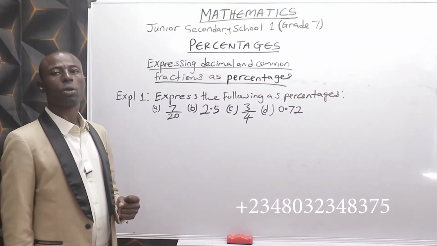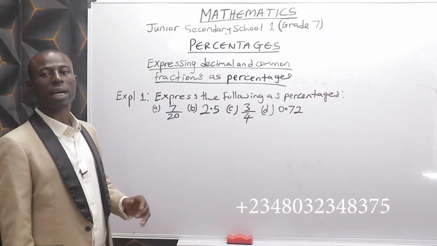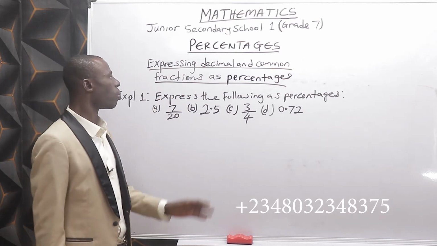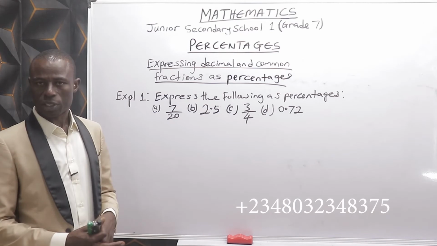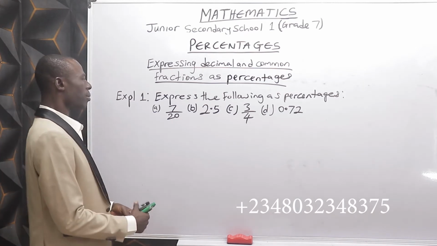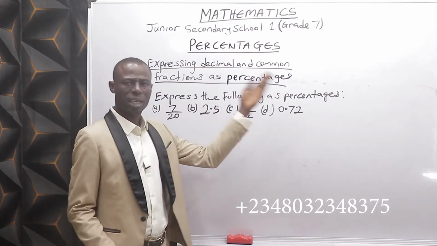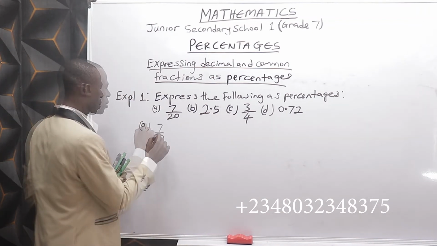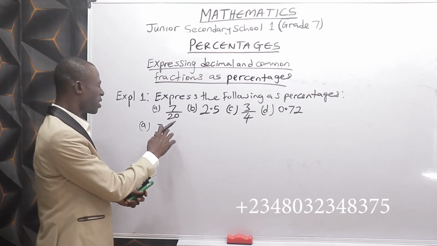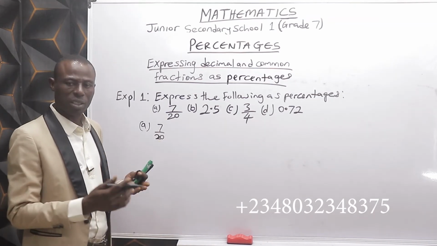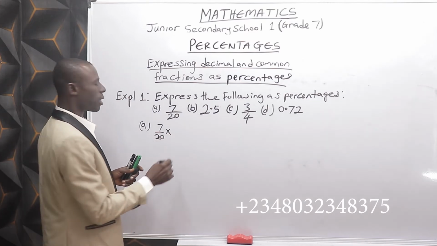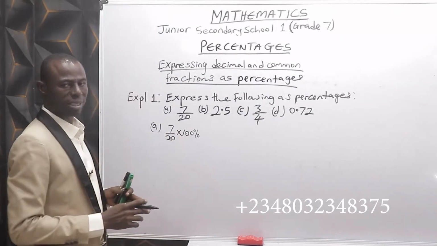Now we come to another important subheading under percentages, which is expressing decimal and common fractions as percentages. Example 1. Express the following as percentages. Question A: 7 over 20. To express 7 over 20 as a percentage, we just multiply that fraction by 100%.